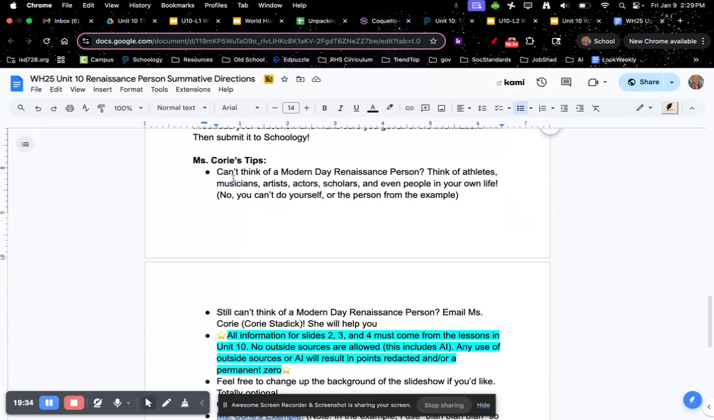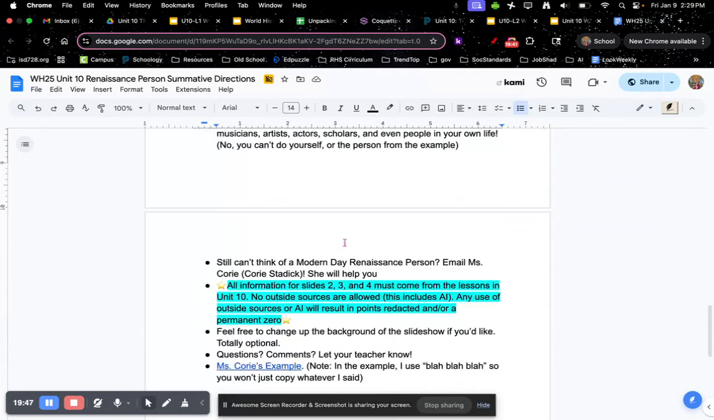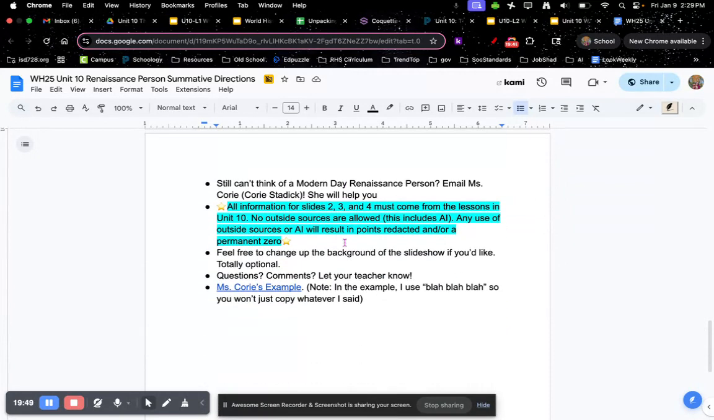Here's some of my tips. So, can't think of a modern day Renaissance person? Think of athletes, musicians, artists, actors, scholars, and even people in your own life. And no, you can't do yourself or the person that I do in my example. Okay, got to be different. If you still can't think of anybody, email me. I'm more than happy to help you out.